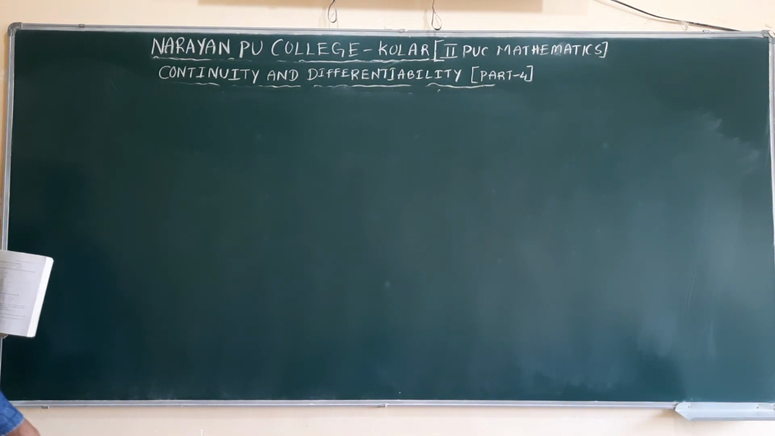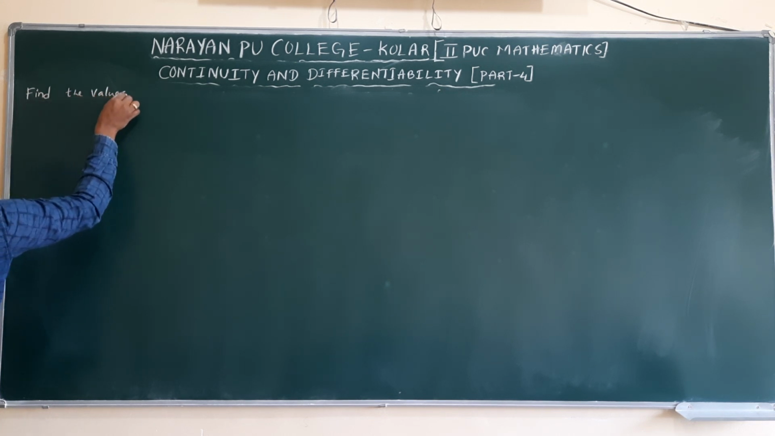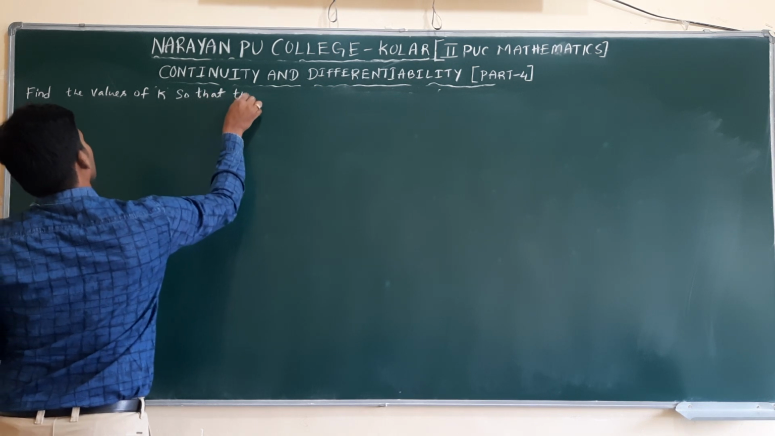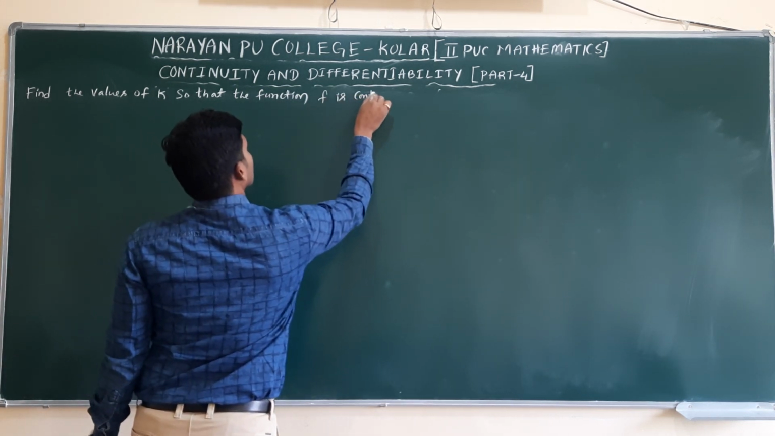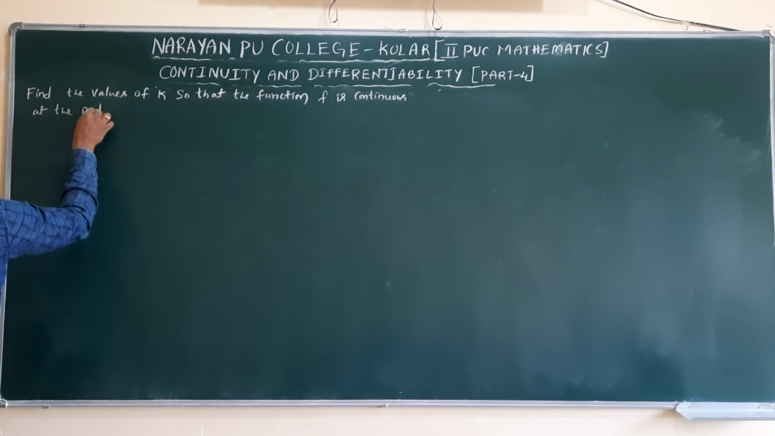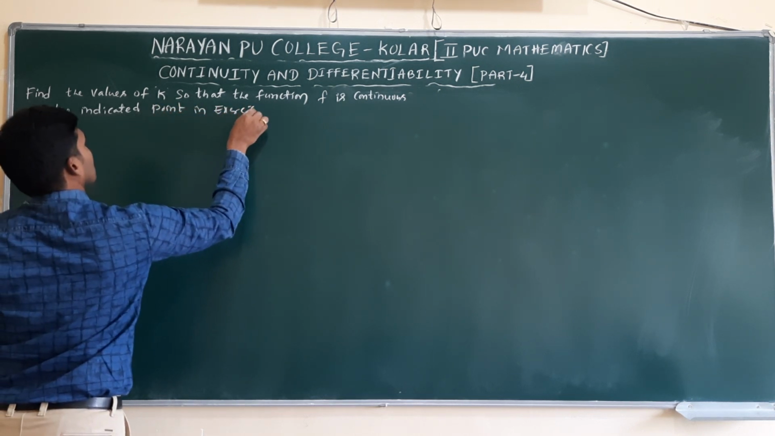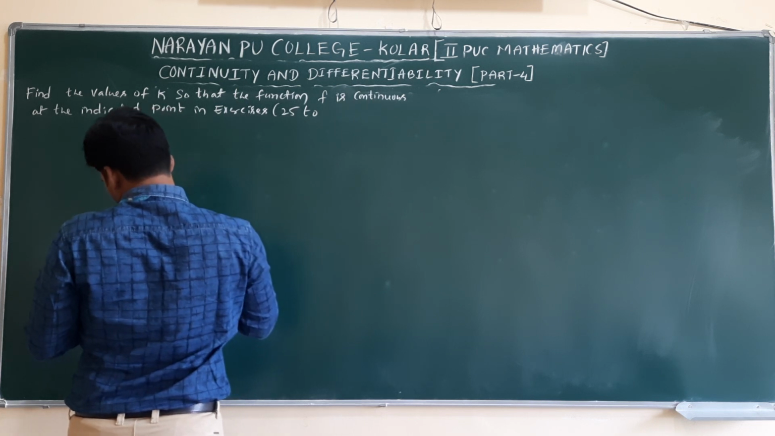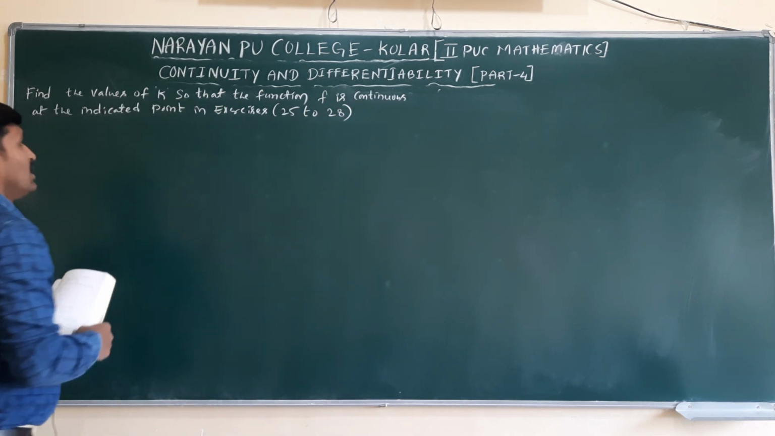So next problems, very important for 4 marks. Find the values of k so that the function f is continuous at the indicated point in exercises 25 to 28. 4 questions are there. These 4 questions are very important.